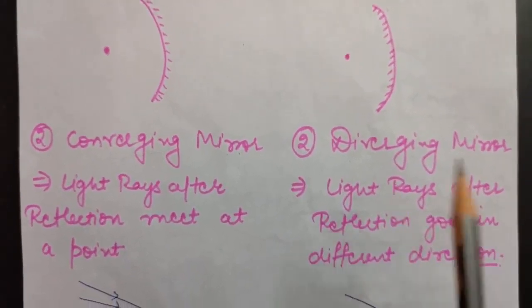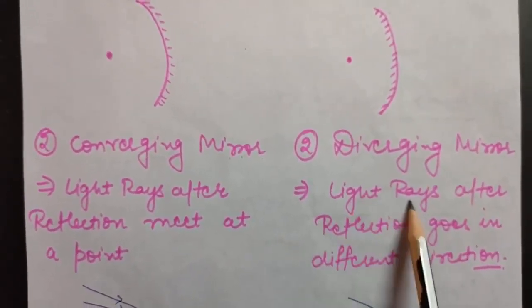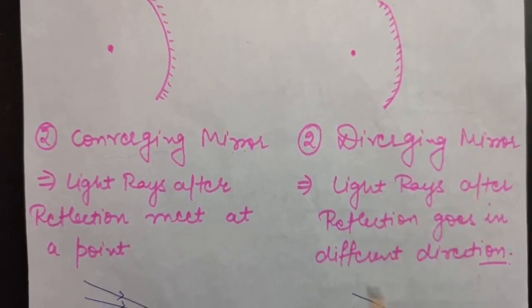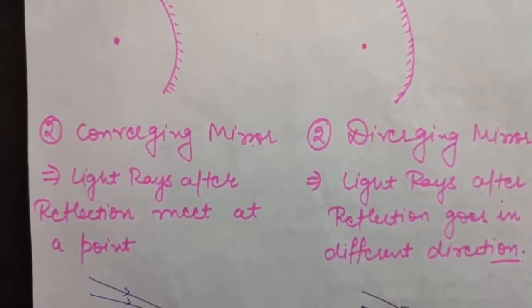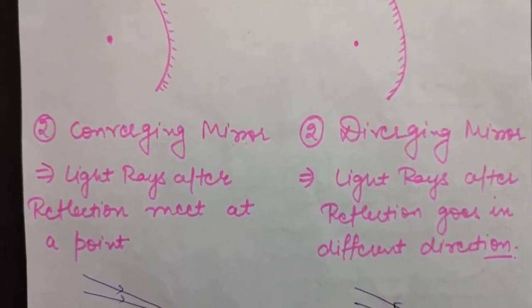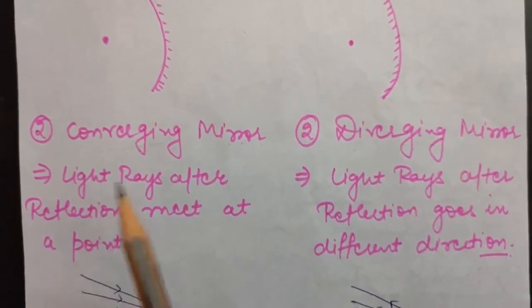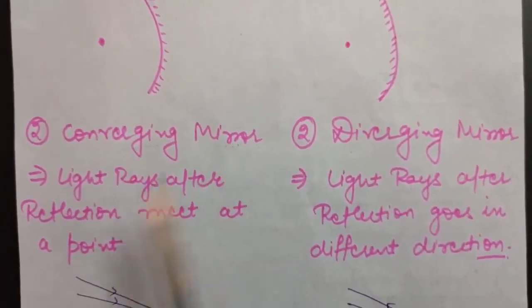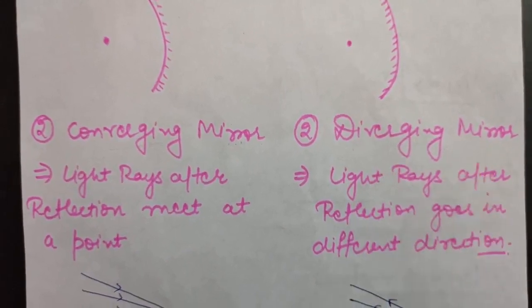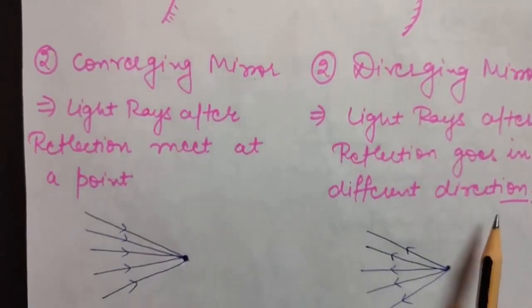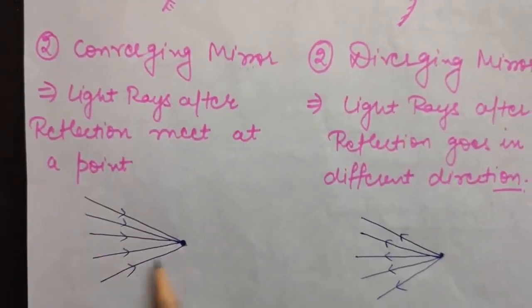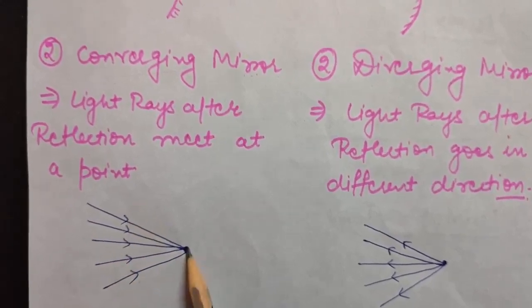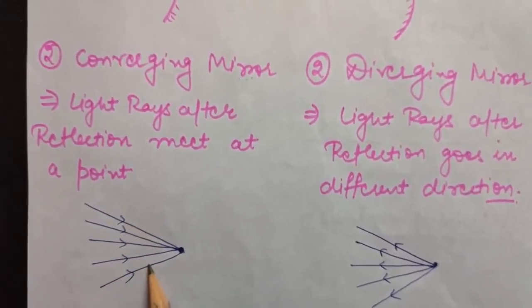But in a convex mirror, light rays after reflection will go in different directions. This I will show you in the ray diagrams also. So for now you can just remember that a concave mirror is a converging mirror and a convex mirror is a diverging mirror. And as you know, these are the converging rays because all the rays are meeting at a point. So such rays are called converging rays.